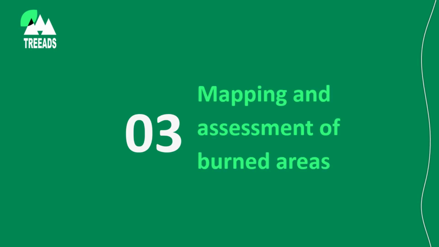In order to effectively manage and mitigate wildfires, it is crucial to have accurate and up-to-date information about the extent and severity of burned areas. Remote sensing and AI integration have proven to be valuable tools in mapping and assessing these burned areas. This tutorial will guide you through the process of mapping and assessing burned areas using remote sensing and AI techniques.